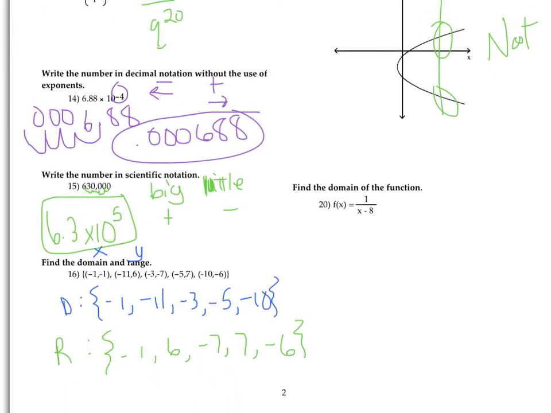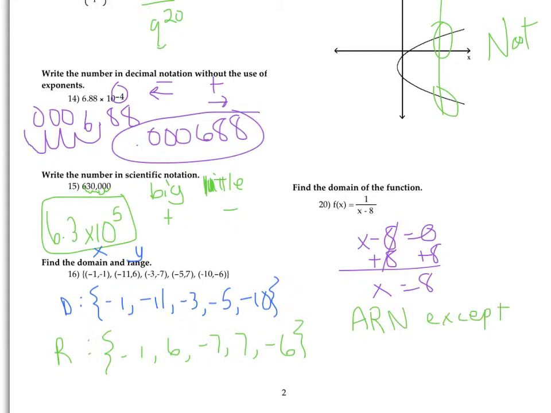To find the domain of a function, we want to set the bottom of the function equal to 0 and solve. So we add 8 to both sides and we get x equals 8. And then we say, okay, well, what really is happening is that this is all real numbers except, and all real numbers is ℝ, except x cannot equal 8. Something like that is what we're looking for our answer.